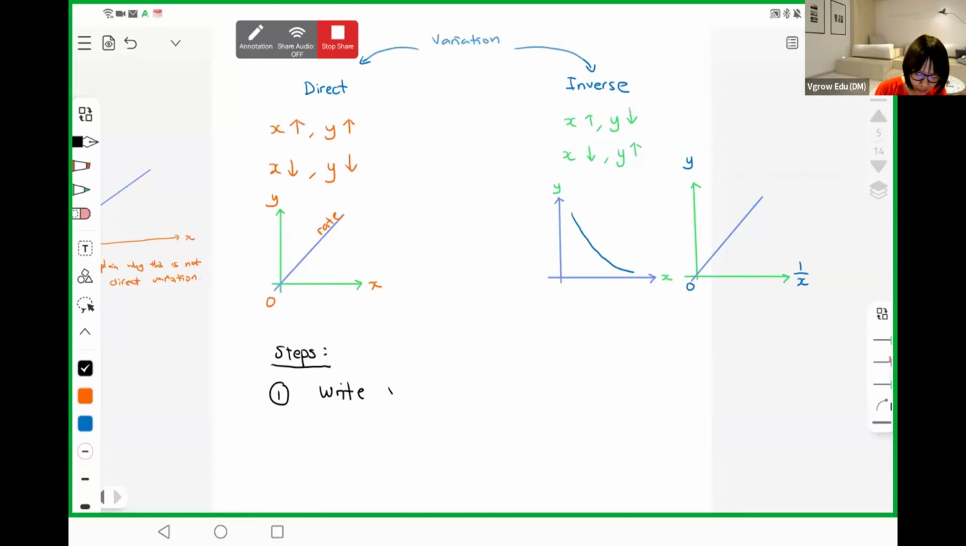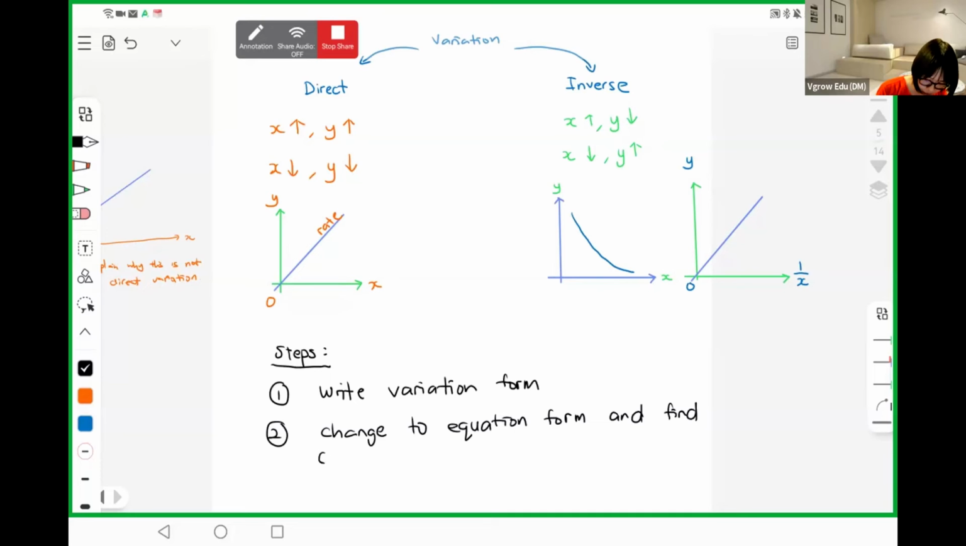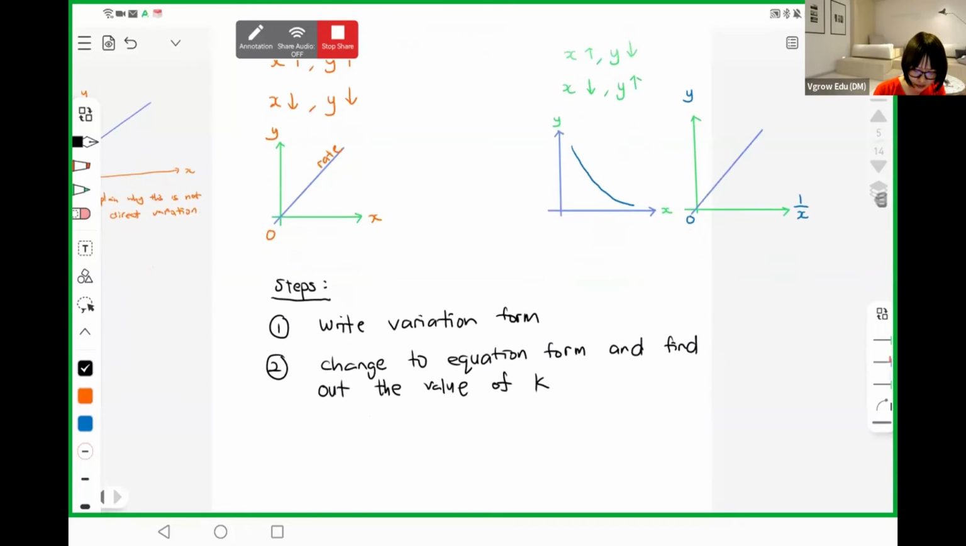So write the variation form first, if possible. Then only you change to equation form. Insert the k, change to equation form, and find out the value of k. Okay, the value of k. Then only you proceed. Okay, what is the request of the question? Complete.